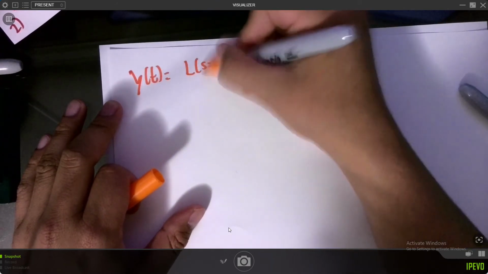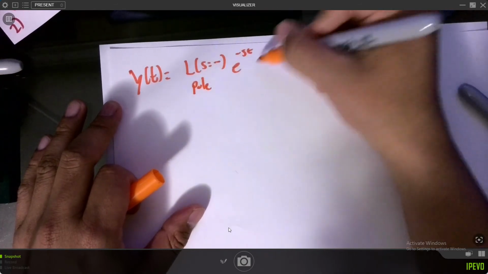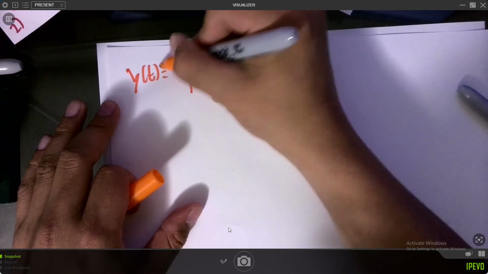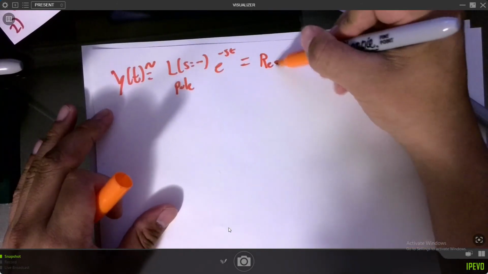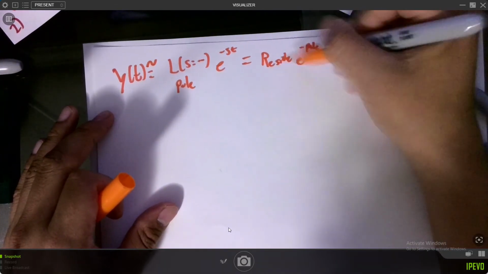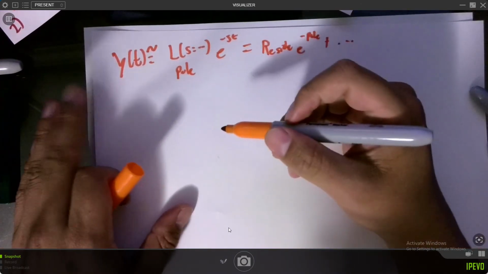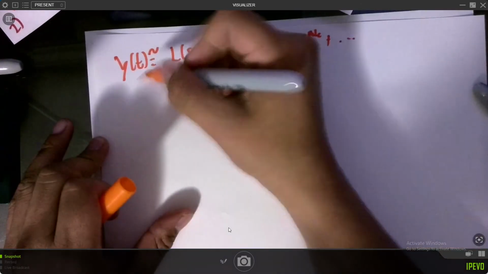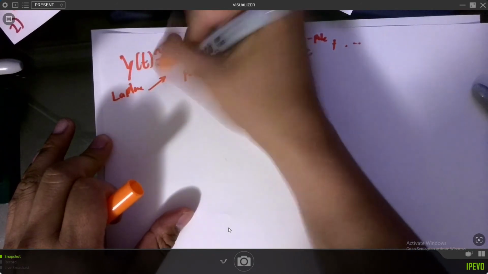Actually, this right here is the pole, a pole. Actually, no, the real function. Actually, just do this. In reality, it's going to equal some residue, e to the minus pole. So that's literally, and then plus whatever poles you have in there too. So same thing. This is Laplace. Same thing with the Fourier transform.